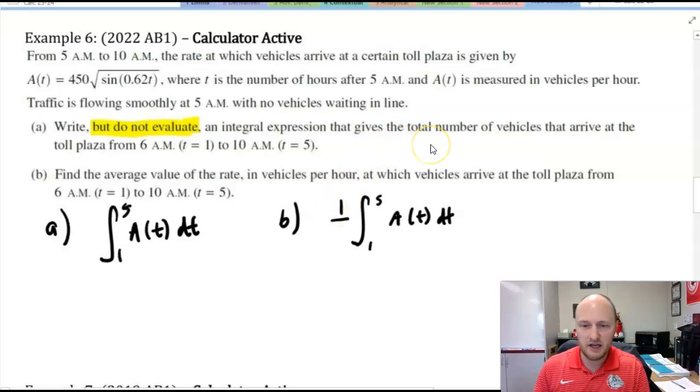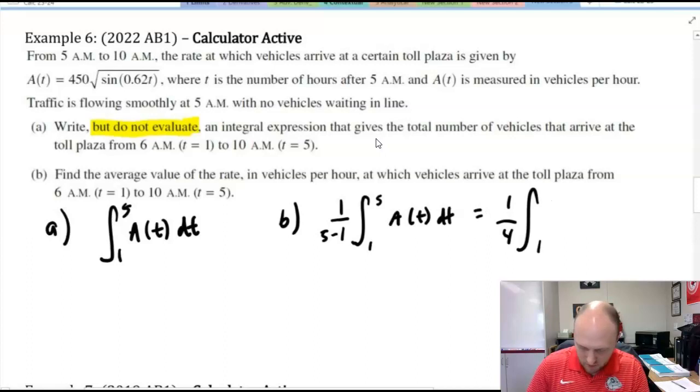So to get back to a rate, I have to divide by those t values. And remember, this is done by dividing by the difference in your bounds. We're going from 1 to 5, so I'm going to multiply by 1 divided by 5 minus 1. So this is 1/4 of the integral from 1 to 5 of A of t dt.